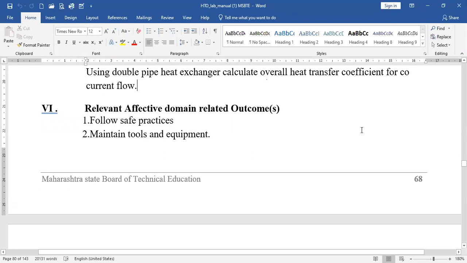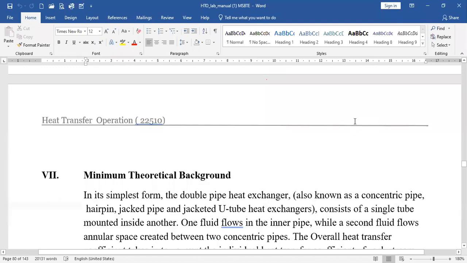To solve this technical problem, we must maintain these tools and equipments, and we must maintain the availability of all these types of tools and equipments. And while doing this maintenance, while doing this practical or experiment, we must follow the safe practices.